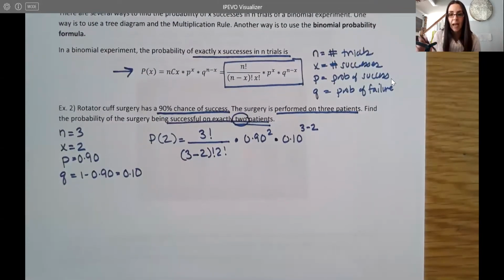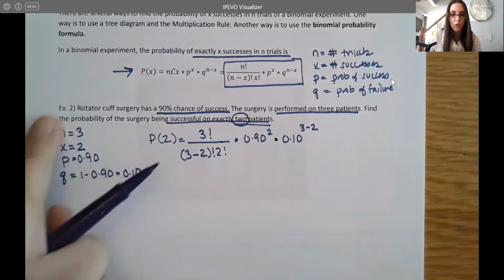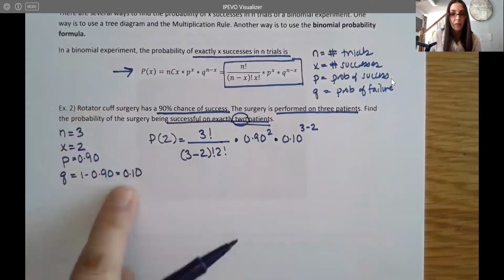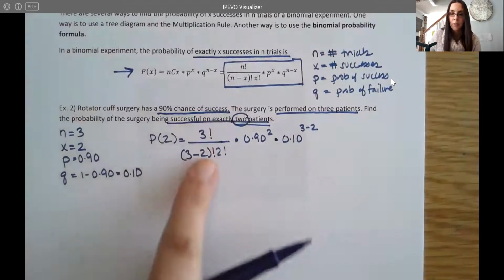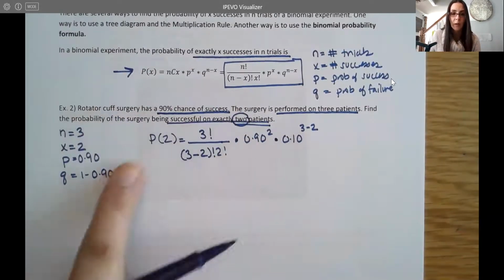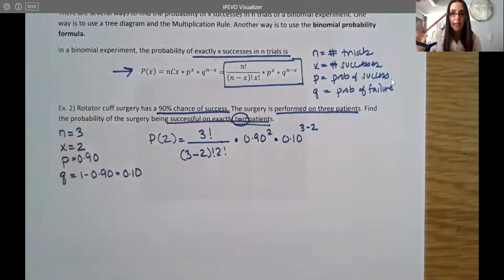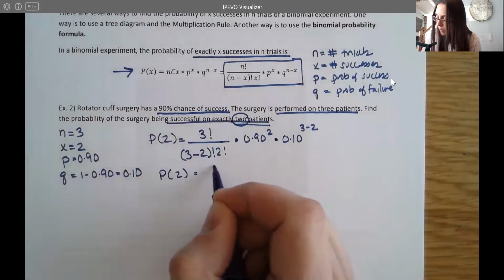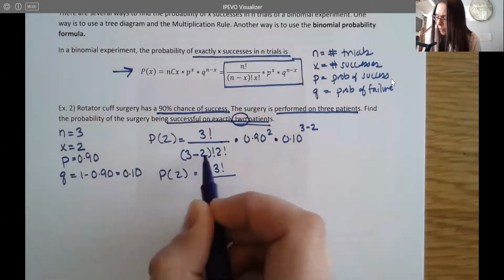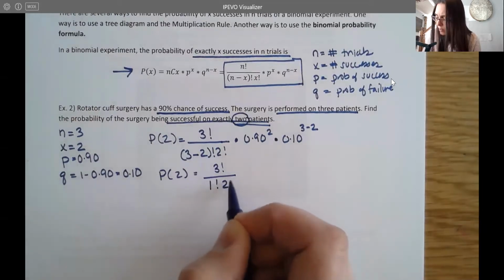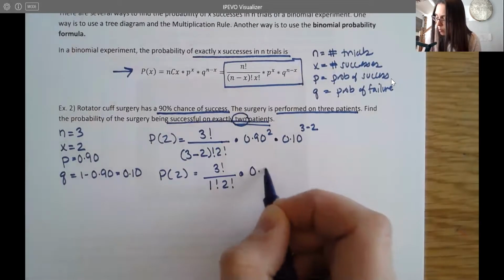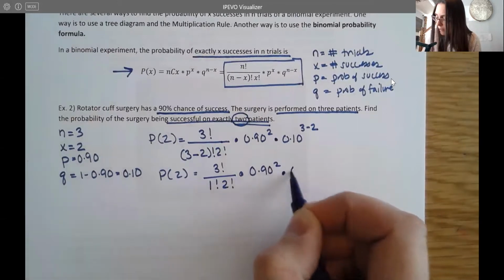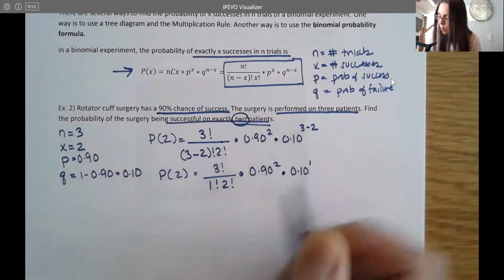When I'm plugging in, I really just take my time. So I think you should take your time and define your parts first, then go to the formula and just plug them in. I wouldn't try to do it all at once. So I would take the time, define these first, and then plug them into my formula, just because it's a lot going on. So I have 3 factorial. Here, 3 minus 2 is 1. So 1 factorial times 2 factorial, 0.90 squared, and then 0.10 to the 3 minus 2 is 1.